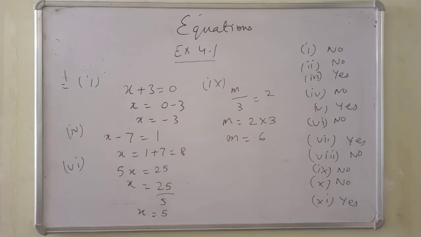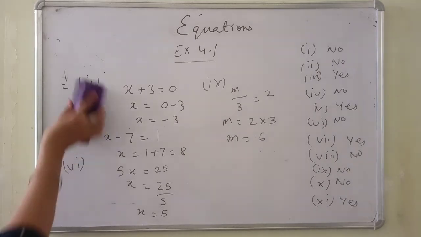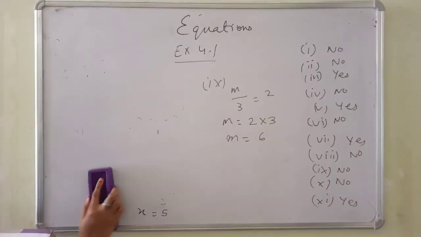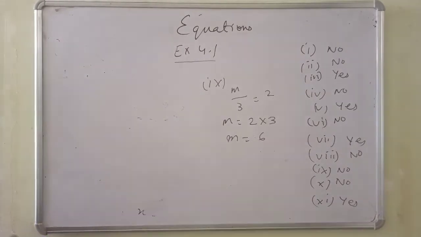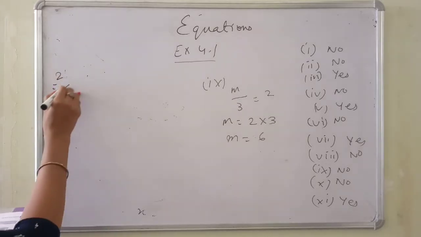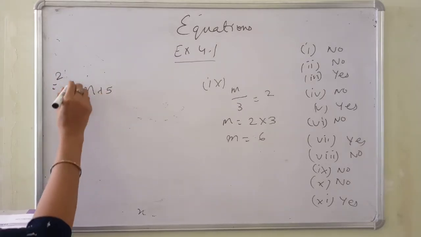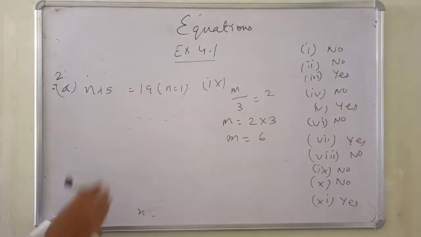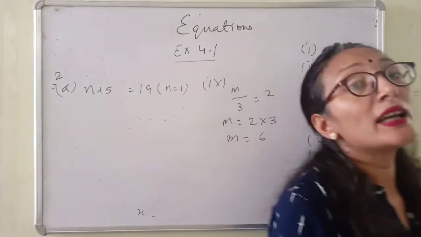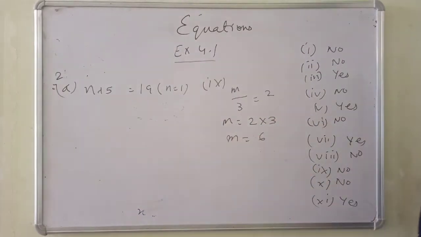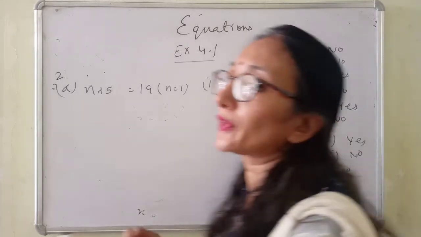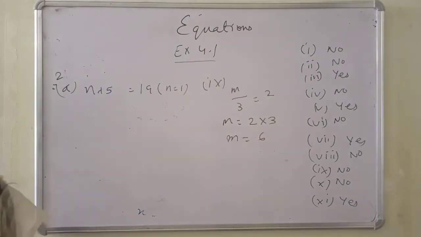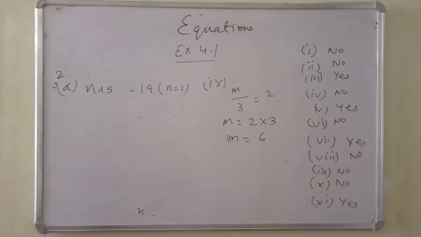Second question is just like this question. n plus 5 is equal to 19. So I will do only one question and I think all of you are able to solve the rest. Now I will solve this question in another way. See, in this question it is given that n is equal to 1. So what we will do, we will put the value of n here, and if both the sides are equal then this will be the solution.